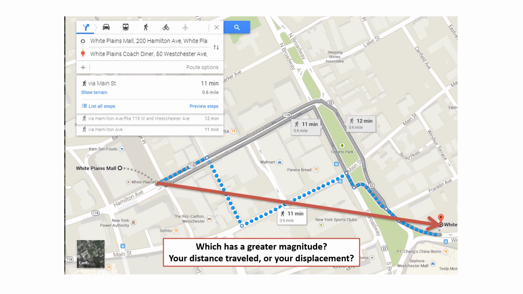Now, which one has a greater magnitude, the distance that you traveled or the displacement? Which one has a greater size? Do you have an idea? Well, the distance that you travel has a greater magnitude than your displacement. If you think about it, your distance is always going to be either equal to or greater than your displacement. The distance that you travel can never be less than your displacement.